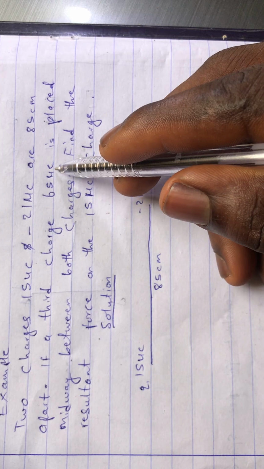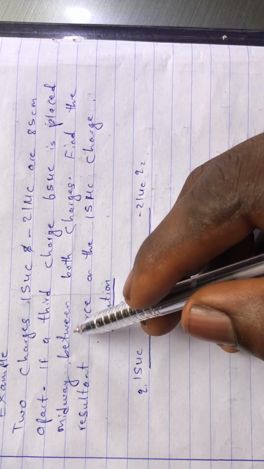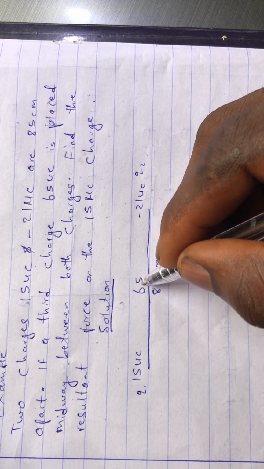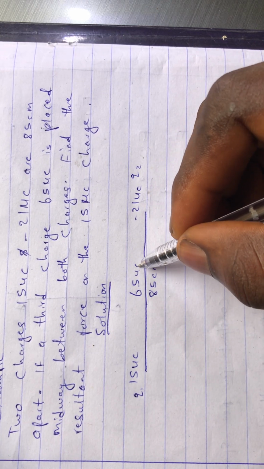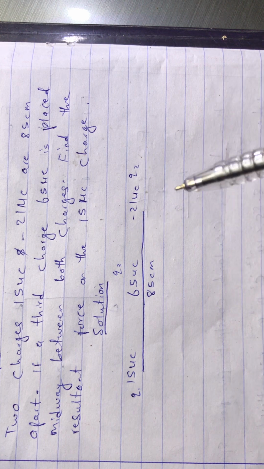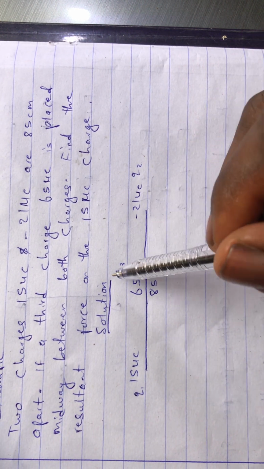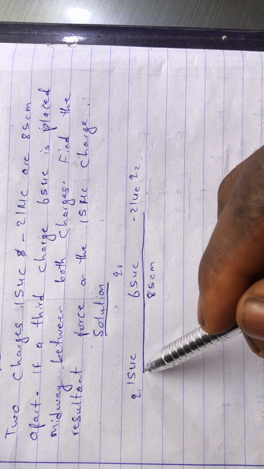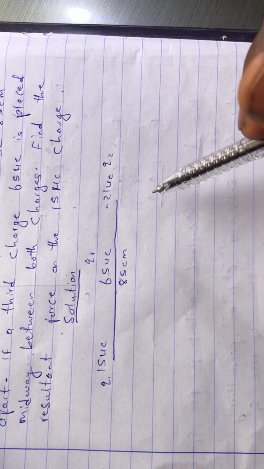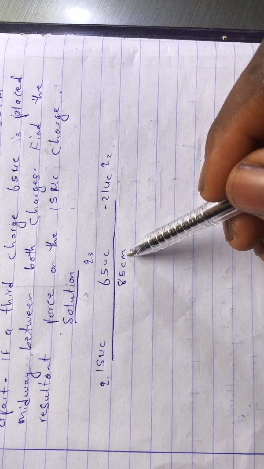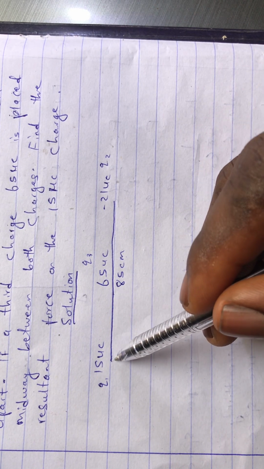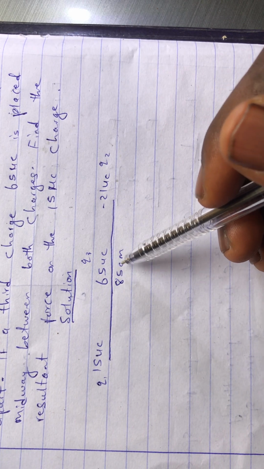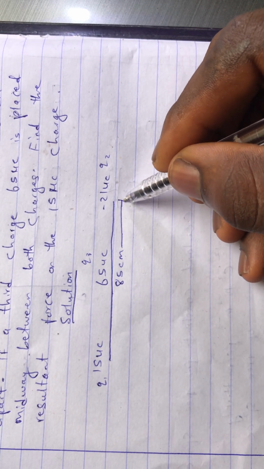Now, they said a third charge, 65 microcoulomb, is placed midway, meaning at the middle. The third charge is here, 65 microcoulomb. This is our Q3. You should find the resultant force on the 15 microcoulomb charge. Now, if this is 85 centimeters, from here to here will be half of 85 centimeters, and from here to here also will be half of 85 centimeters.